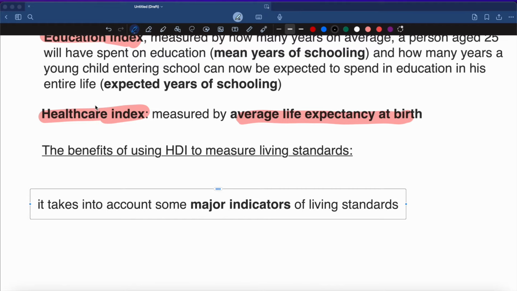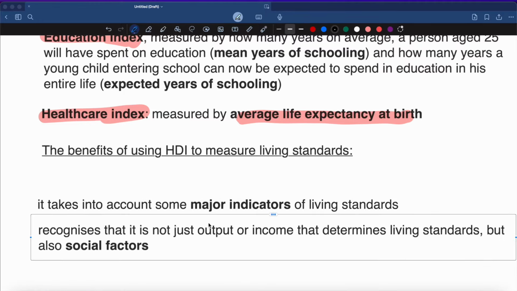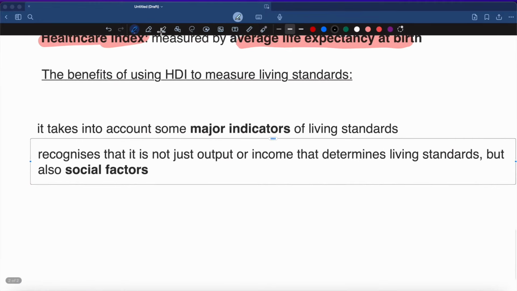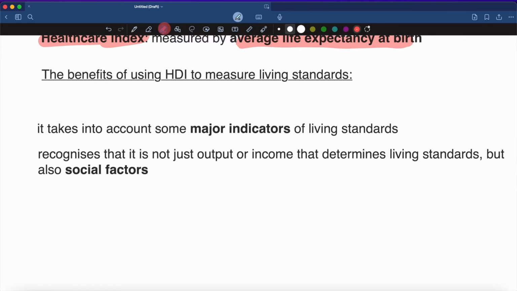GDP does not take into consideration healthcare, does it? Right? So this one does. Next, it recognizes it is not just output, unlike GDP, but also the social factors. Okay, so it doesn't just talk about output. Output does not mean that there's good living standards, right? Just because I'm employed does not mean I have a good living standard, right? But rather, I need to have good health, because a lot of people work every day, but that does not mean they have good healthcare. So social factors is what it deals with.